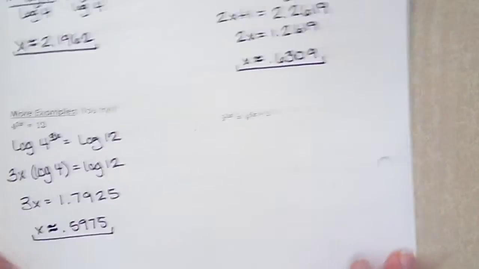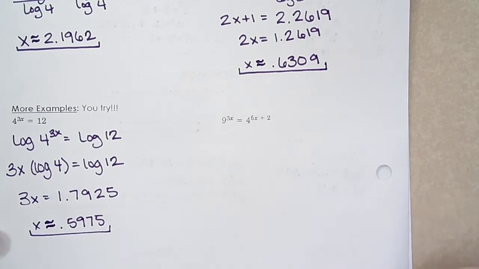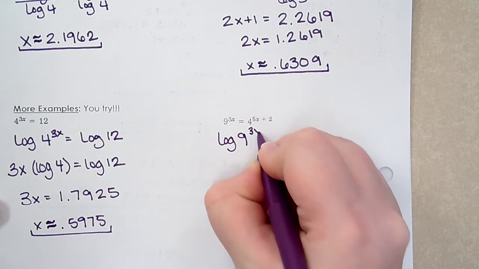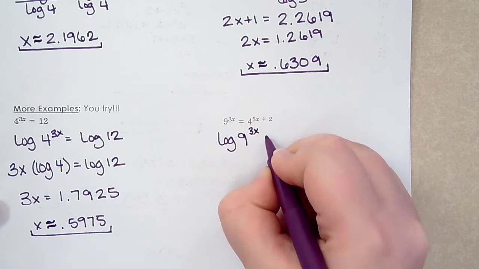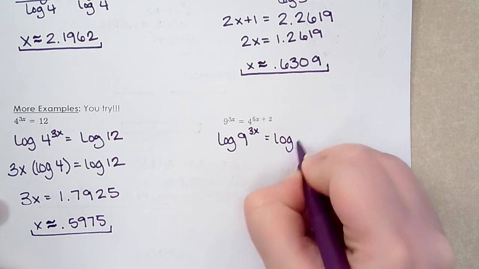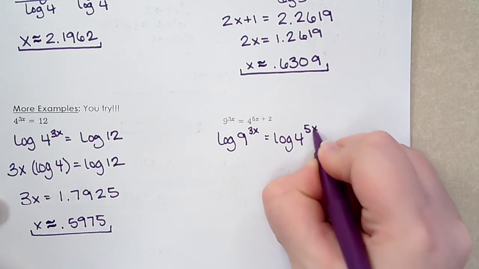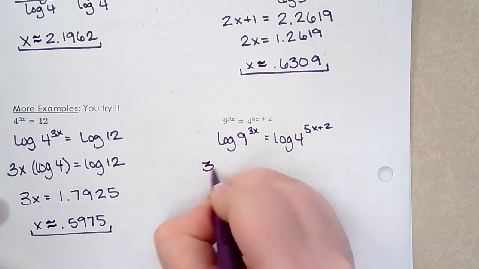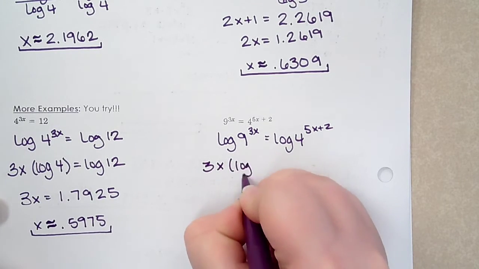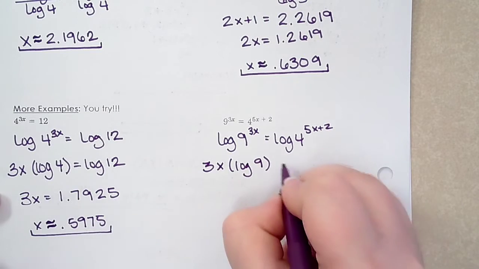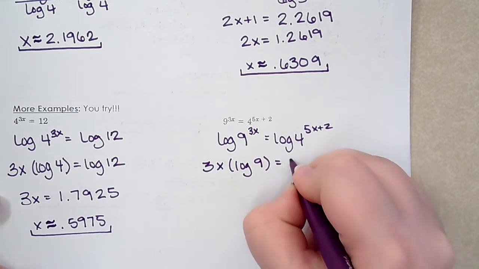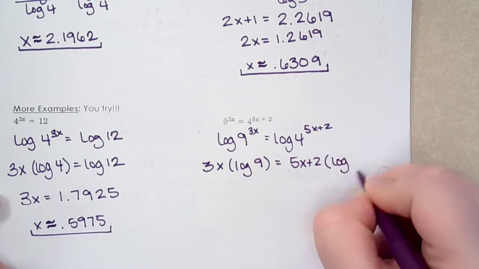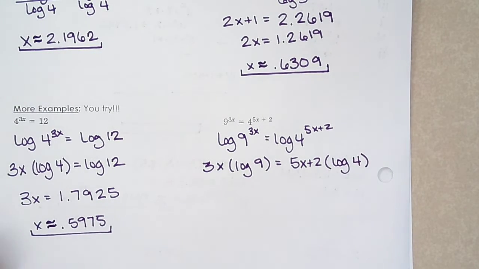All right, let's do another one here. This one's got a lot going on both sides, but we treat it the exact same way. Log of 9 raised to the 3x equals log of 4 raised to the 5x plus 2. Those both become the multipliers out front. I like to put my logs in parentheses just to remind myself that I'm really just working with a number. Just like that.